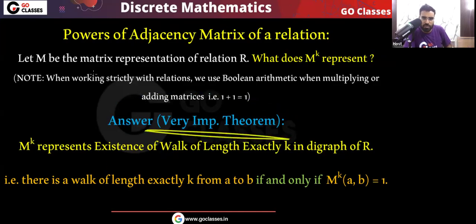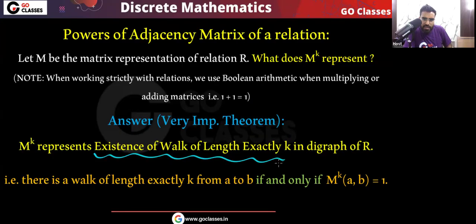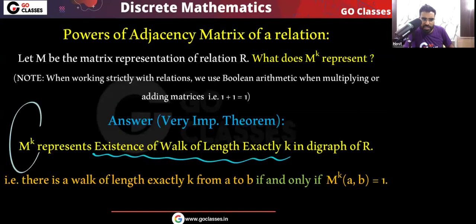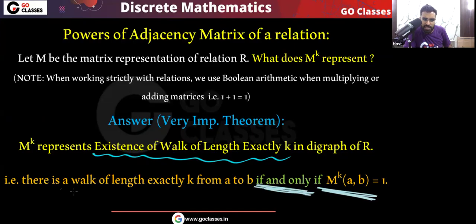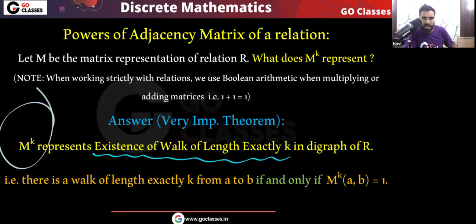This important theorem says that M power k represents the existence of a walk of length k in the diagram of R. For example, M power 3 represents the existence of a walk of length 3, and M power 4 represents the existence of a walk of length 4. It means that in M power k, entry AB will be 1 if and only if there is a walk of length k from A to B.